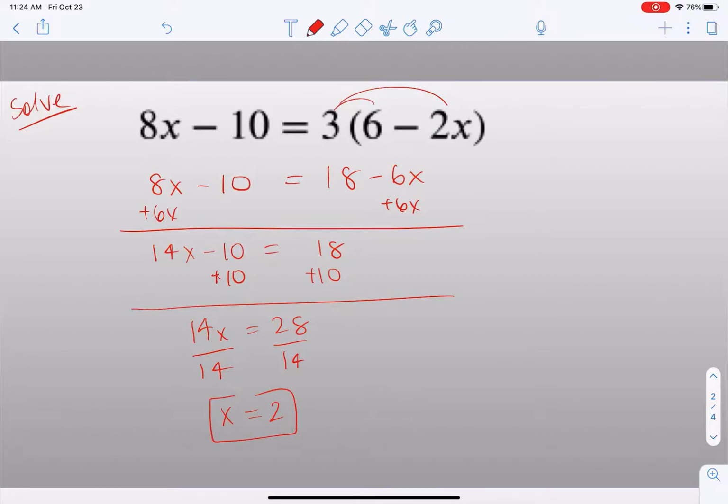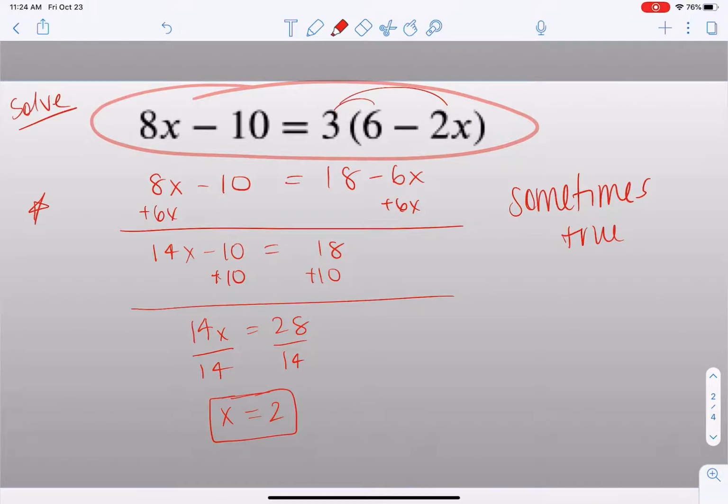So this feels very familiar. This problem feels very familiar to what you did on your test, to what we've been doing for a few weeks now in solving equations. This is an example of something that is sometimes true. This equation here is only true when x is equal to 2. If I were to plug in any other value, this would not be true. This equal sign only holds up when x here is 2. So that is why it is sometimes true.